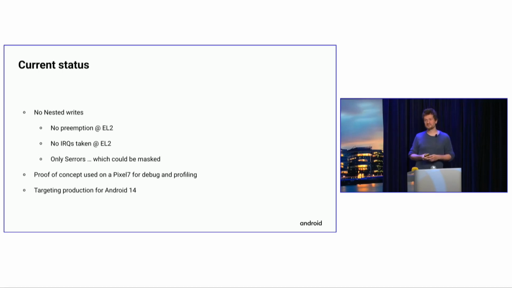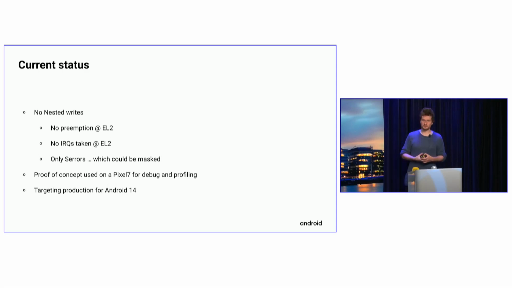A few words about the current status of this work. I haven't mentioned nested writes. This is because we do hope that it's not going to be needed. This is, in my opinion, the biggest source of complexity in the ring buffer, so I do hope we won't have to implement it. The reason is we don't do preemption at EL2. We don't take IRQs at EL2. We can only potentially take SErrors, but they could be masked. So yes, no nested writes on our side, and we hope it's not going to be necessary.